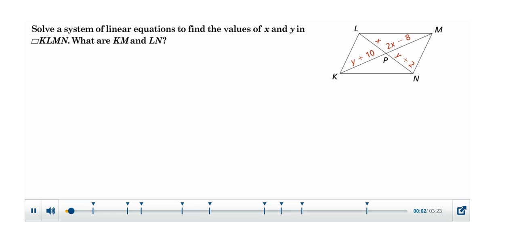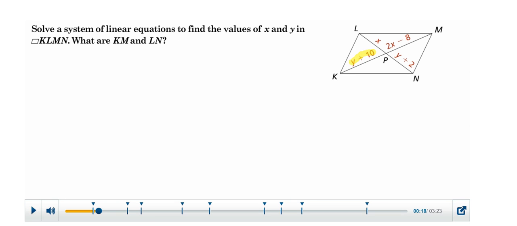Okay, this is probably one of our most difficult problems. Now, generally speaking in geometry, this is a very simple problem. If we take a look, we're given a parallelogram, so we know that the diagonals bisect, which means y plus 10 is going to be congruent to x plus 8. So we can go ahead and mark that real quick.